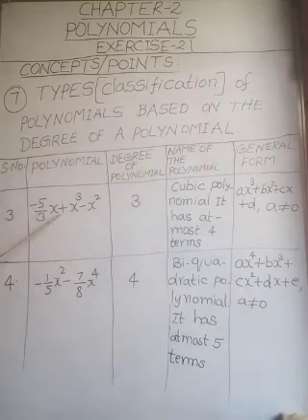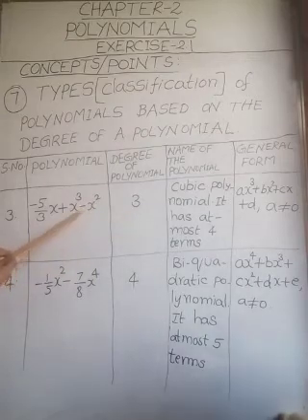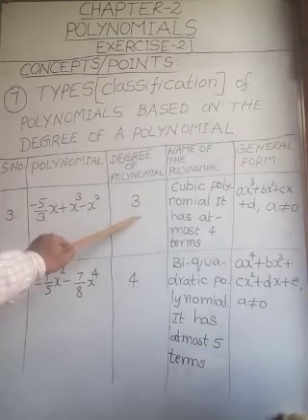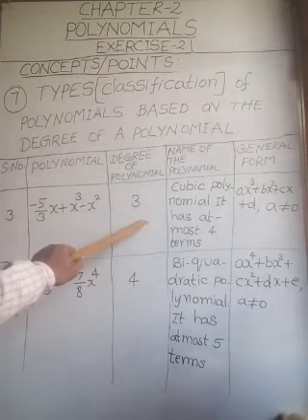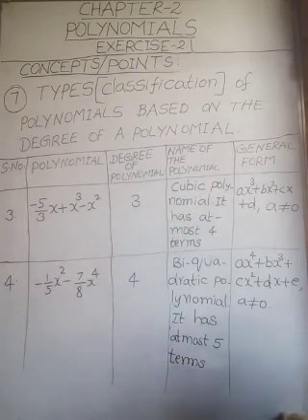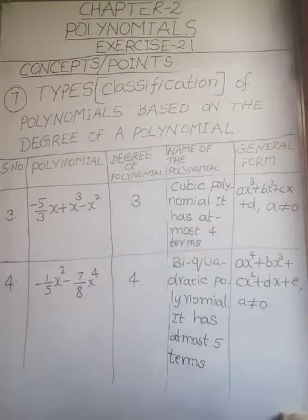Minus 5 by 3x plus x cube minus x square. What is the degree of this polynomial? 3, because the highest power of the variable is 3. Therefore, the degree of the polynomial is 3. If the degree of a polynomial is 3, then the polynomial is called a cubic polynomial. If the degree is 3, what is the polynomial called? A cubic polynomial. It has at most 4 terms. A cubic polynomial has at most 4 terms.